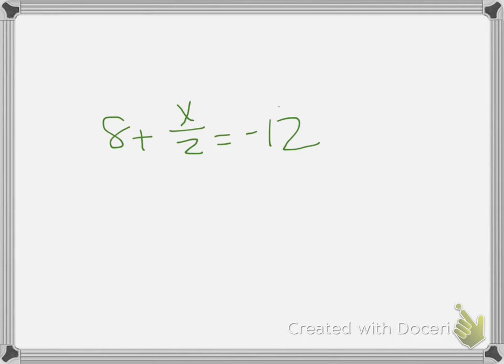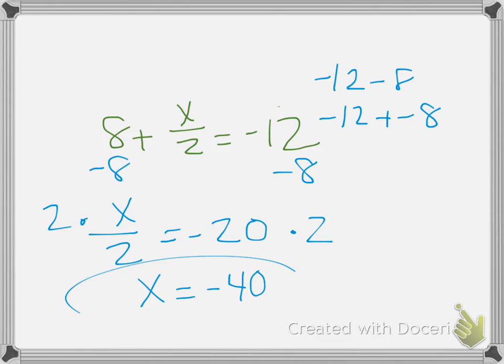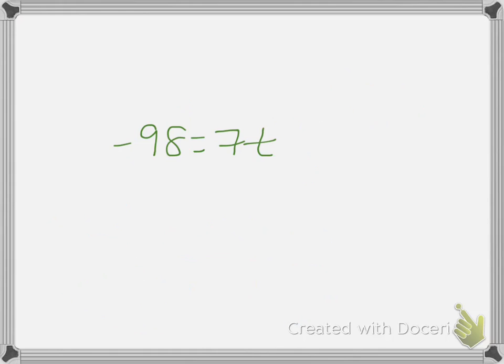Okay, we need to get rid of the things not attached to x first, so let's go ahead and subtract this 8. So you got x over 2 equals negative 12 minus 8, or you could write it negative 12 plus negative 8, which is my negative 20. Right now we're dividing, so we need to multiply to get rid of it. So x equals negative 40. Okay, last one. Right now I'm multiplying, so to get rid of it, I need to divide it. So negative 98 divided by 7 is negative 14.